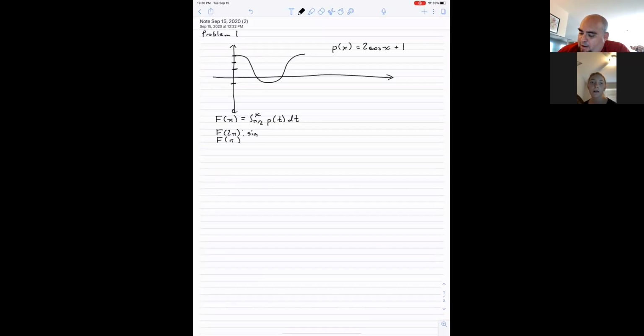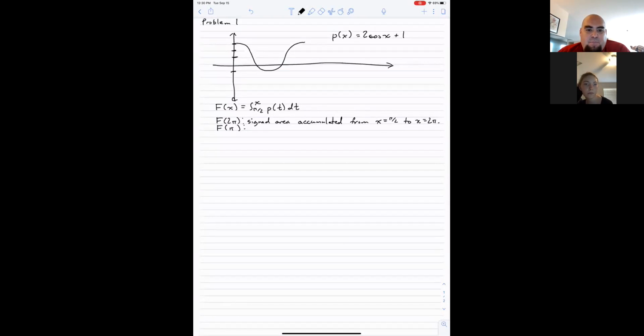Okay, so signed area accumulated from what two places? Pi over 2 to 2 pi. Right, so x equals pi over 2 to x equals 2 pi. So good. And then f of pi, I think y'all can fill in the blanks on that one. All right, so that's part B, right? All right. What's next?